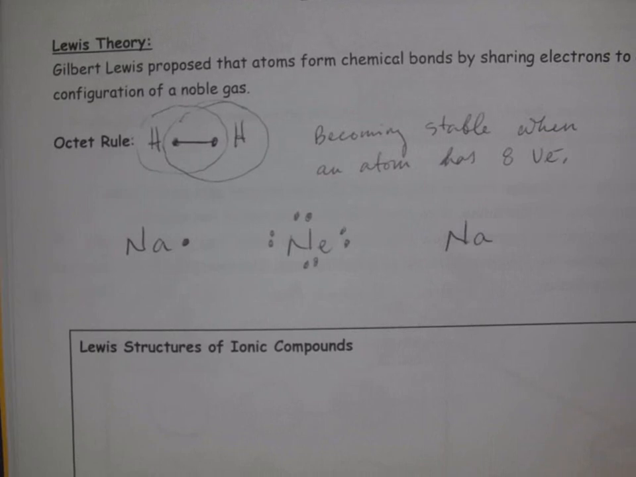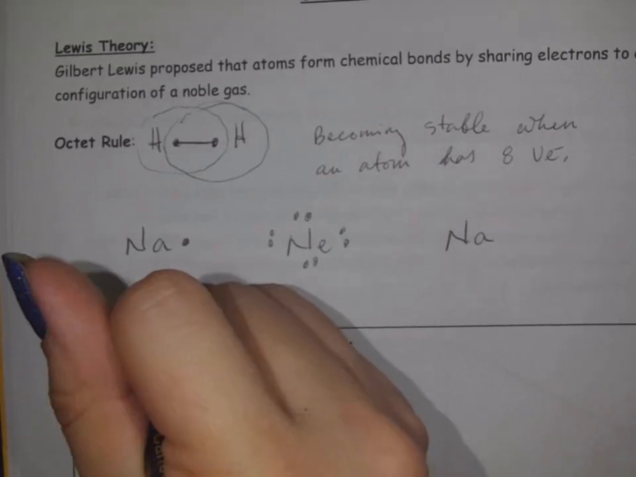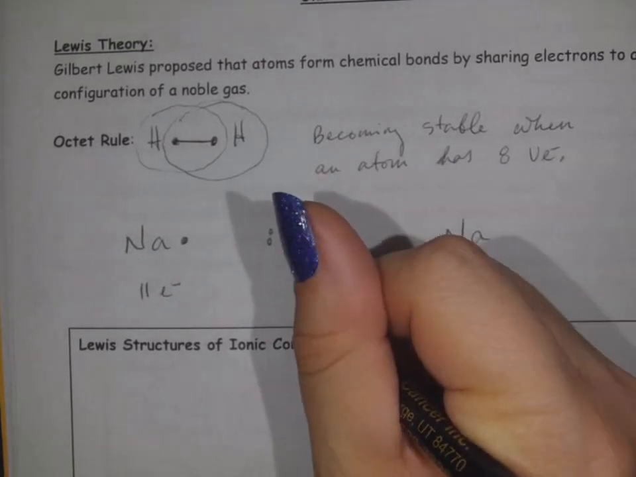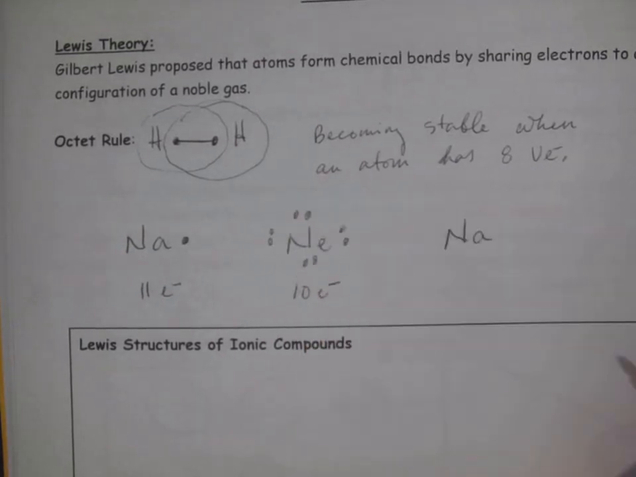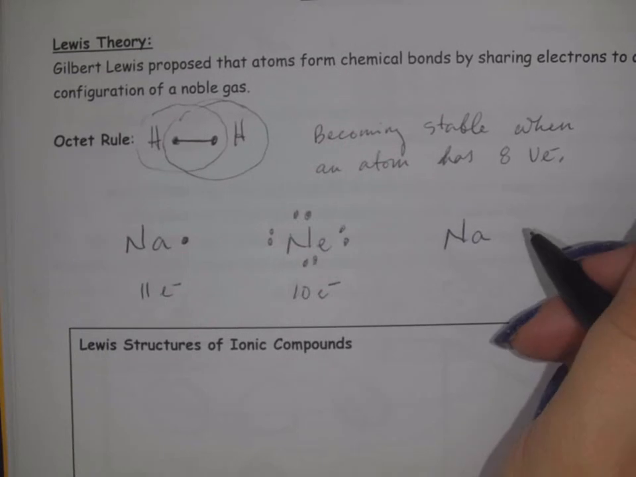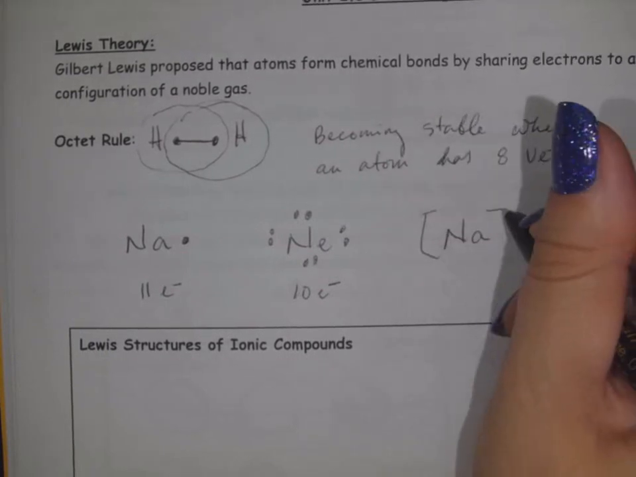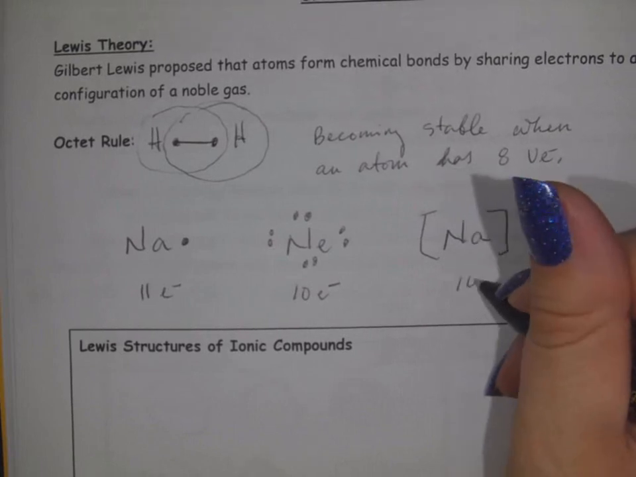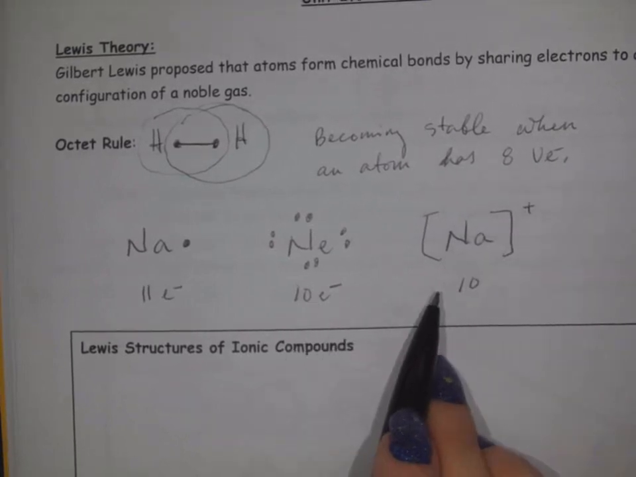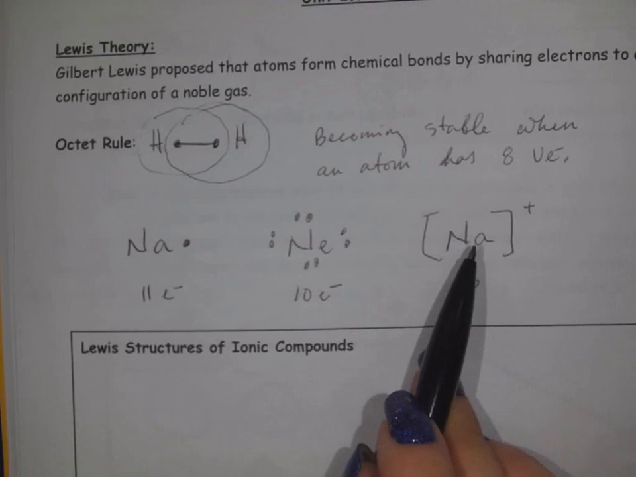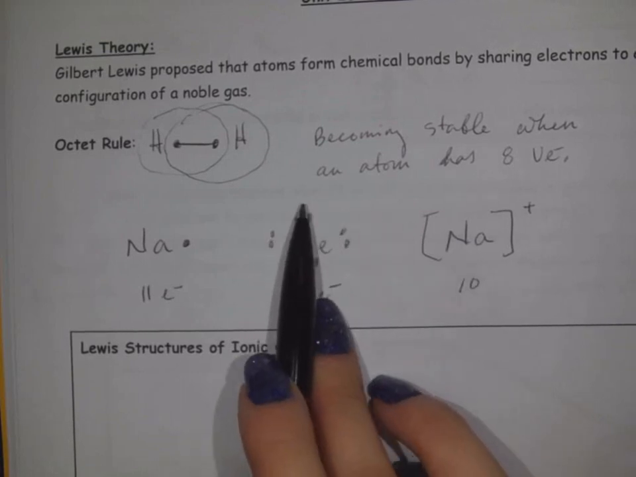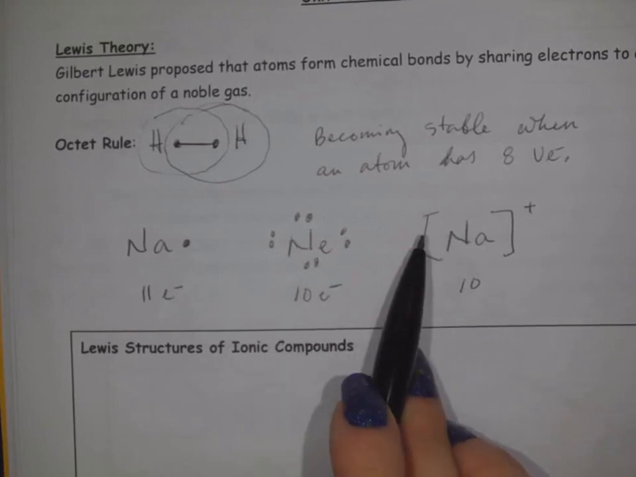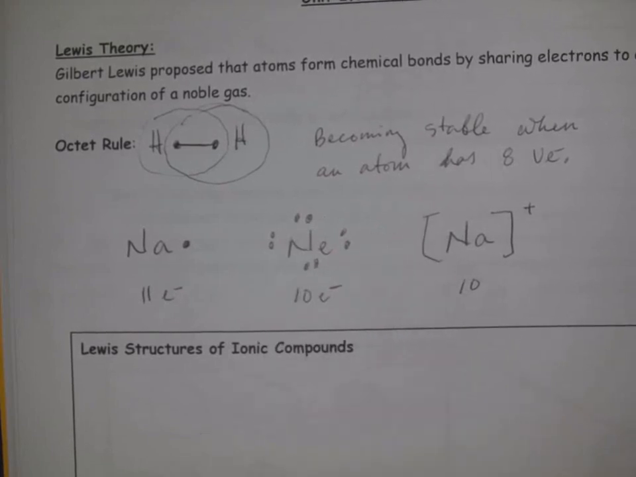But guess what? Sodium had 11 electrons total, where neon has 10 electrons total. So what if this becomes a sodium with a +1 charge, where it lost an electron? Now it's the same as neon. So whether it has 8 dots around it or no dots around it, those are both stable, like 8 valence electron structures.